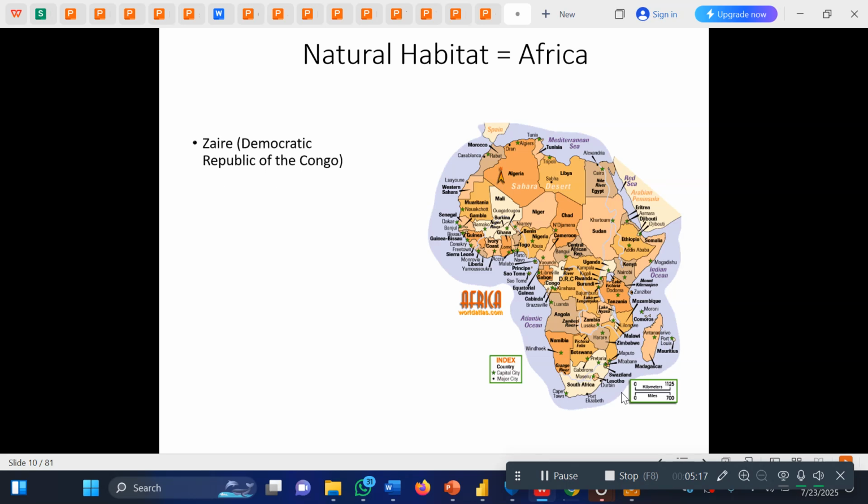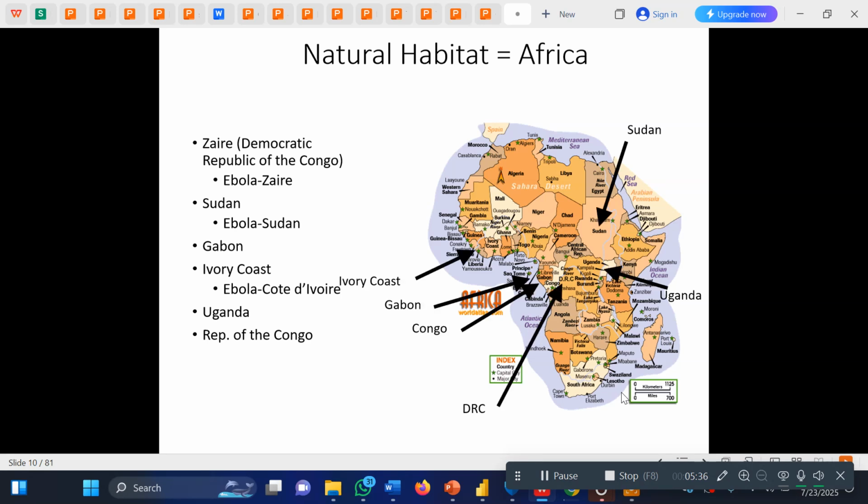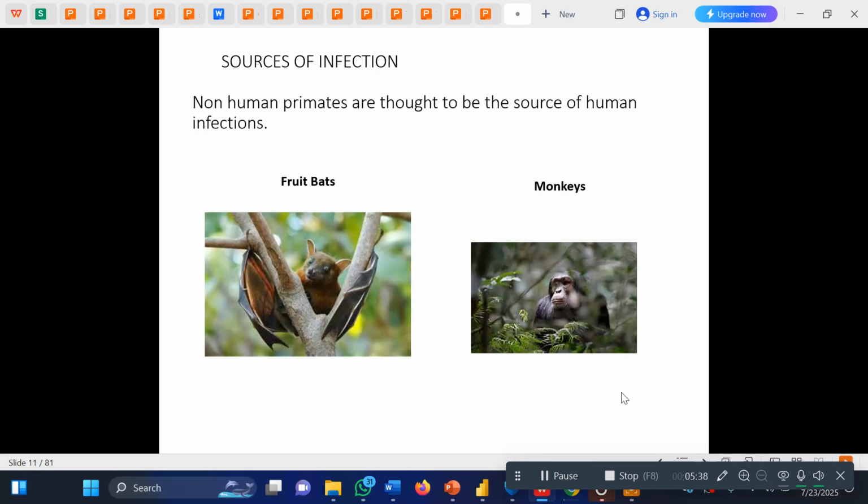Now, the natural habitat of the Ebola virus is actually in Africa, spanning the Democratic Republic of Congo, Sudan, Gabon, Ivory Coast, Uganda, and even a few cases in Nigeria. The source of infection is non-human primates, which are thought to be the source of human infection.